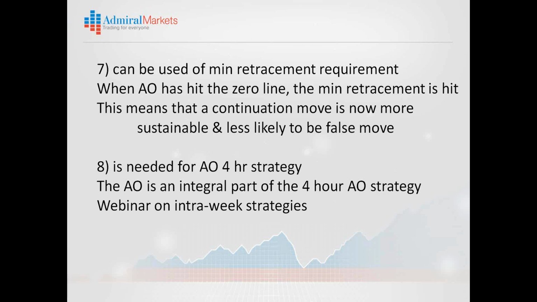I already talked about this, so it doesn't make sense to dive into that much more. We know that we need the minimum retracement requirement, not only for the swing high, swing low, but knowing when the retracement is finished, knowing when we can continue, and knowing the Elliott waves as well. So that's why the 0 line is important. Just to summarize, we already talked about that.